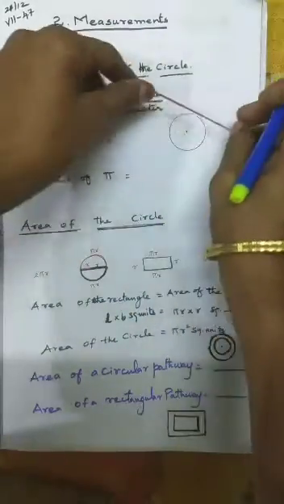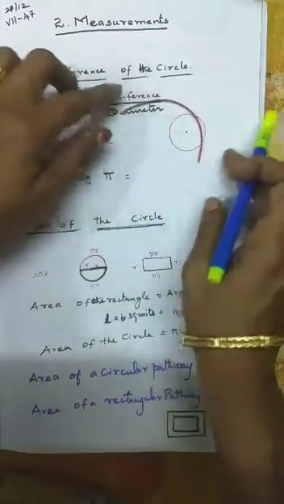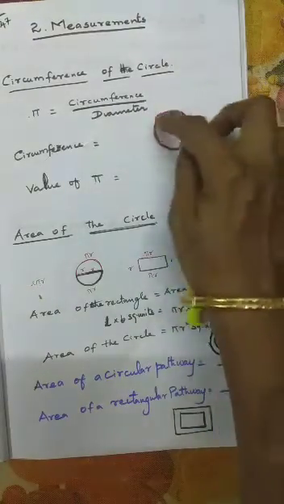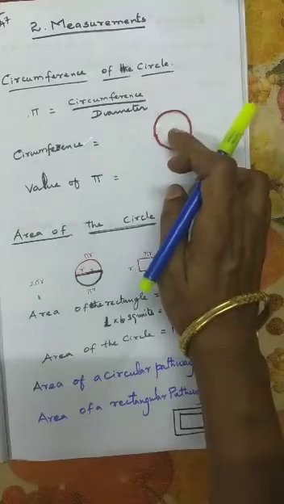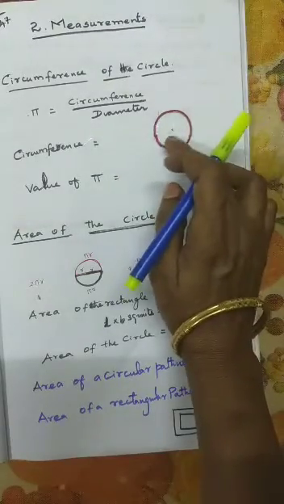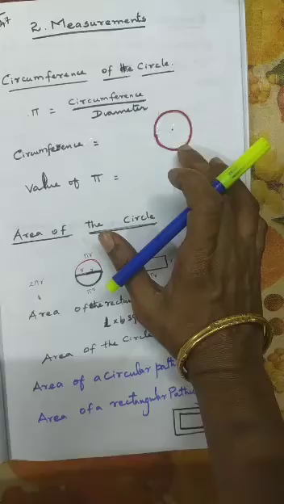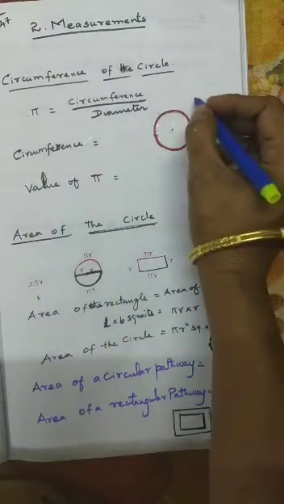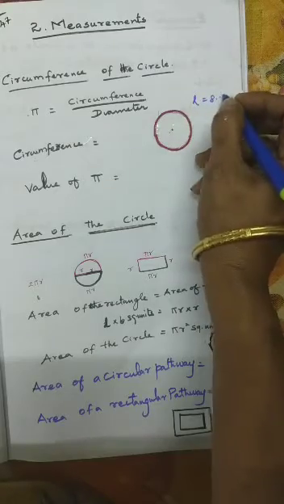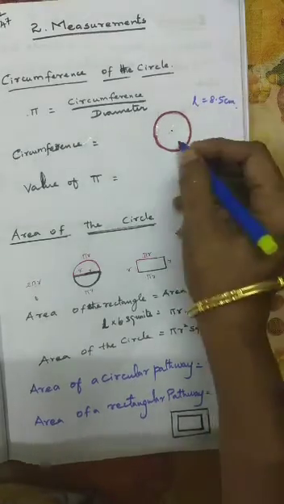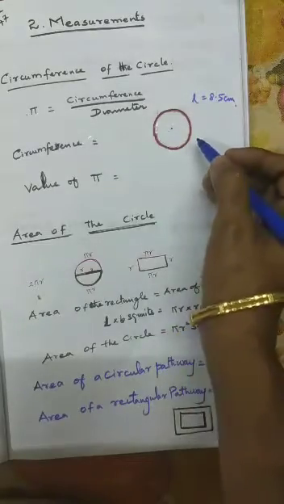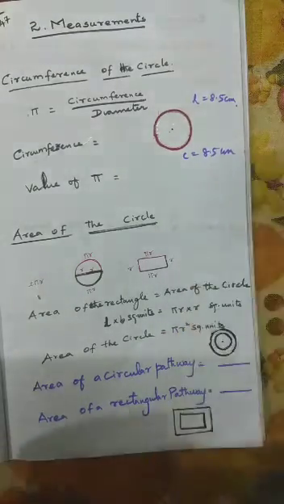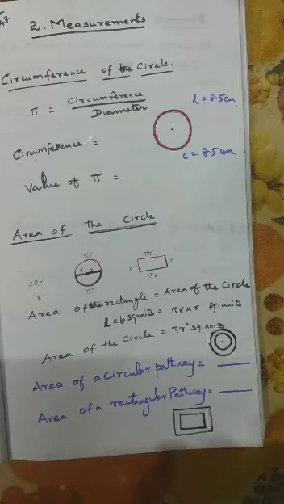You keep the thread around the circle. I have kept it around the circle, isn't it? So, the length of the thread is equal to the circumference of the circle. The length of the thread is 8.5 centimeter, so the circumference of the circle is 8.5 centimeter. Have you understood? This is a circumference.